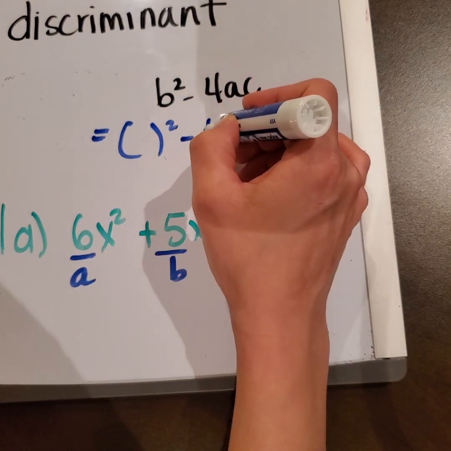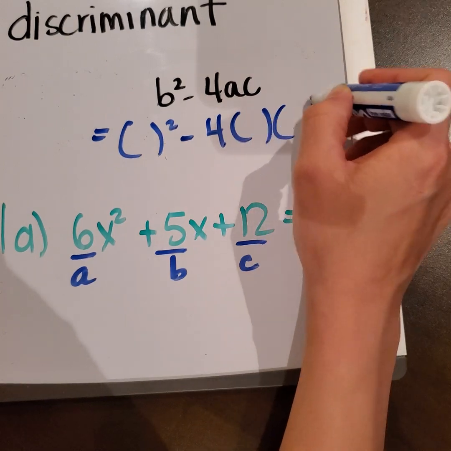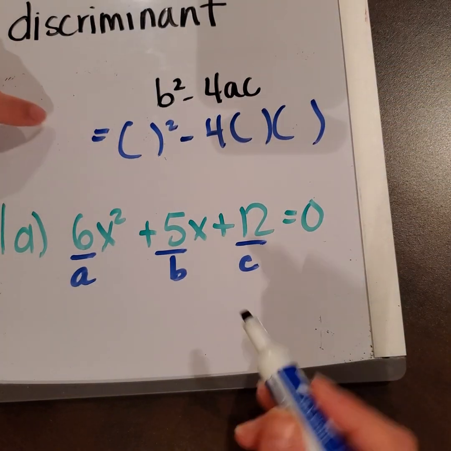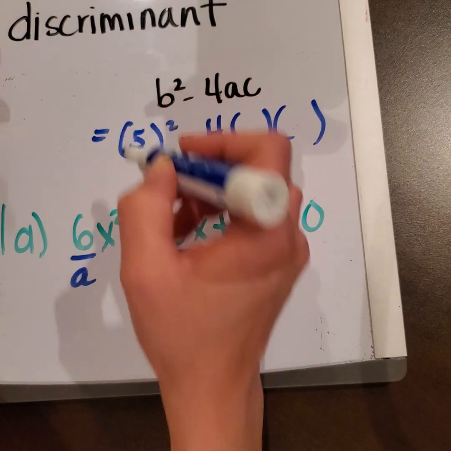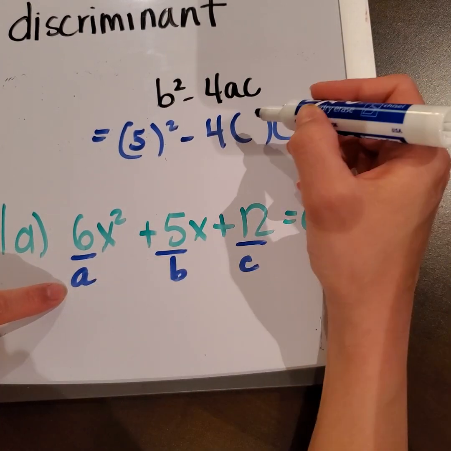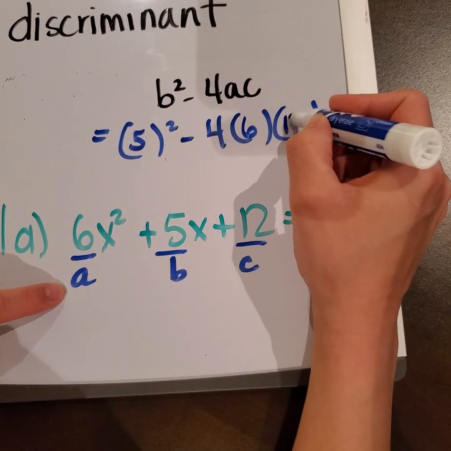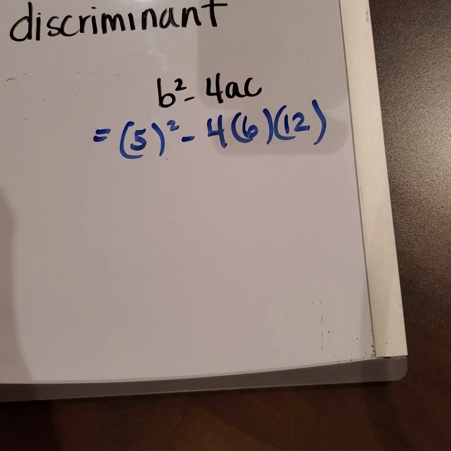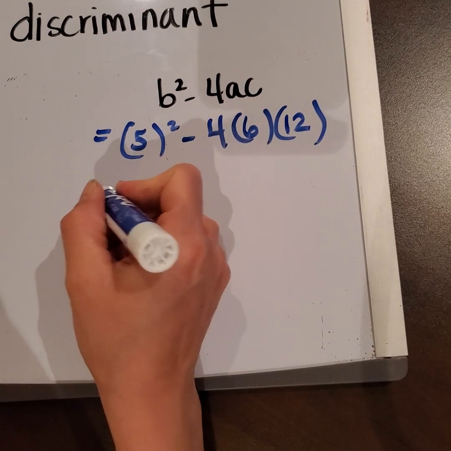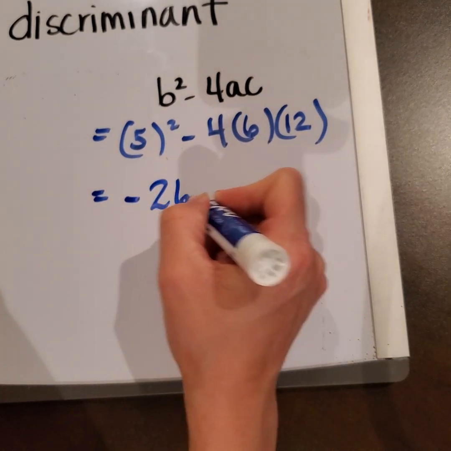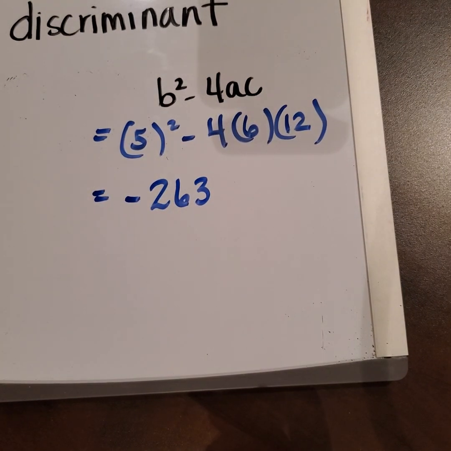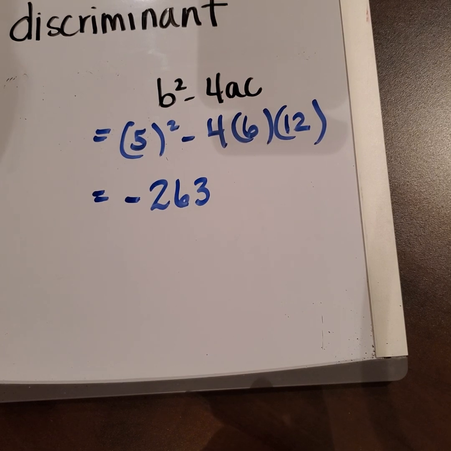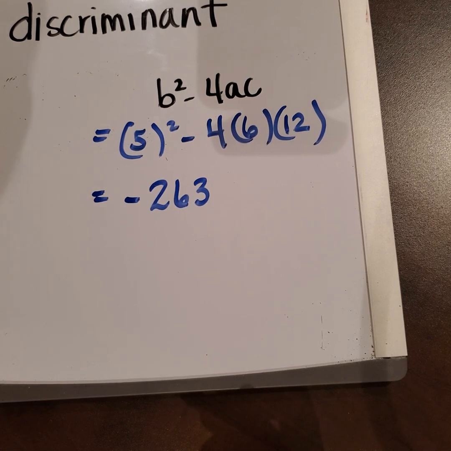I'm going to replace the variables in the discriminant with brackets. Okay, so b is 5, a is 6, and c is 12. And we're going to go ahead and calculate the value of the discriminant. In this case, it is negative 263. Okay, now this means that there are no solutions, no roots, no values of x that would satisfy that equation. Okay, this actually makes perfect sense.